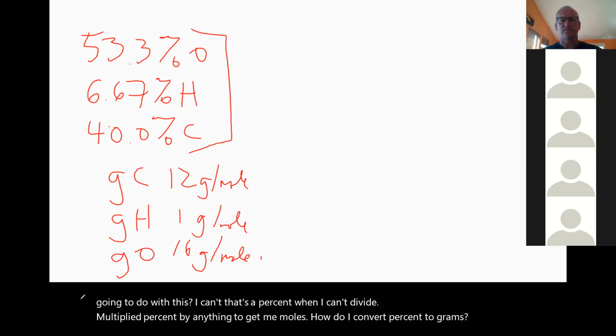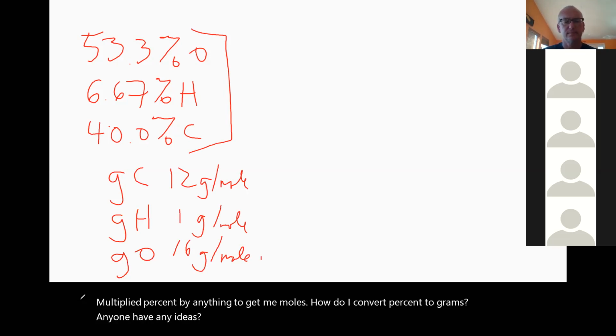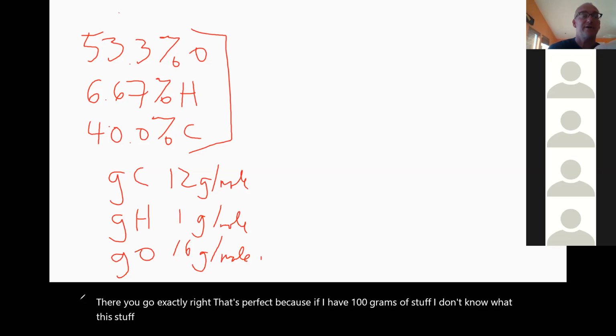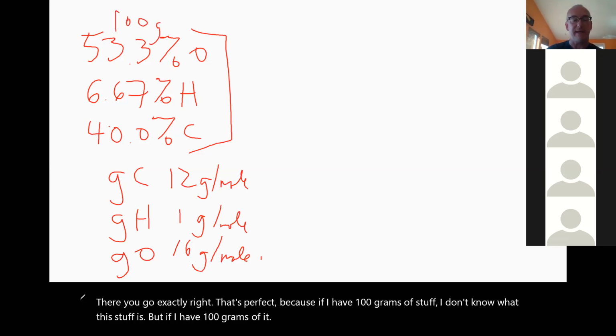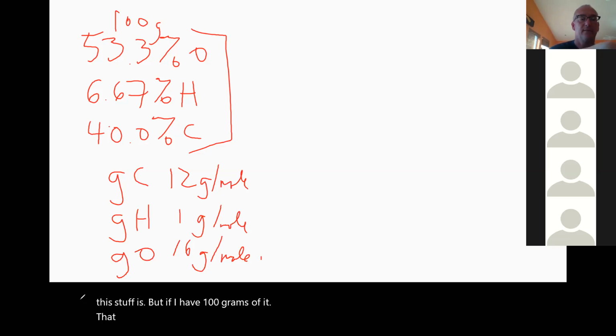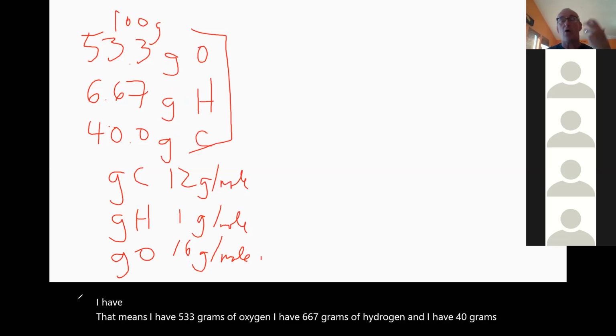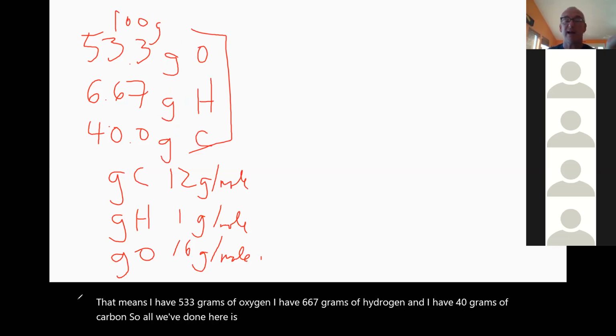Anyone have any ideas? We can start off with using 100 grams. There you go. Exactly right. That's perfect. Because if I have 100 grams of stuff, I don't know what the stuff is, but if I have 100 grams of it, that means I have 53.3 grams of oxygen, 6.67 grams of hydrogen, and 40 grams of carbon. So all we've done here is make the assumption, okay, I've got 100 grams.